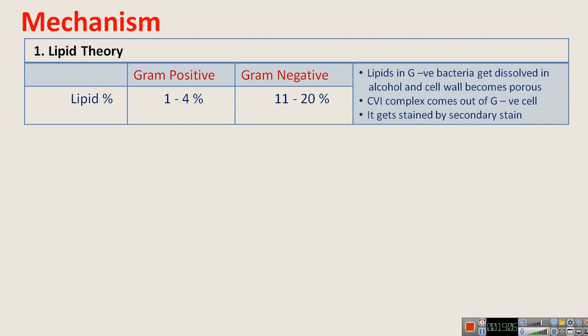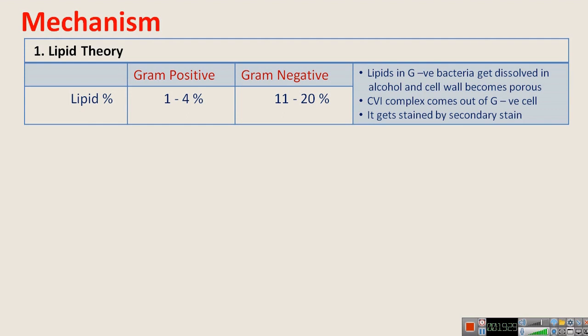However, the percentage of lipids in case of gram-positive cell wall is very less, and therefore the extraction of lipids is not taking place, and the porosity of the cell wall is not increased, and therefore the decolorization of gram-positive cell is not taking place, and it remains colored.